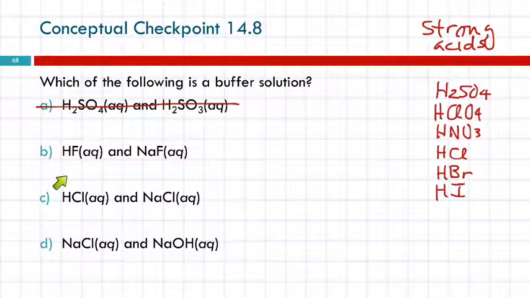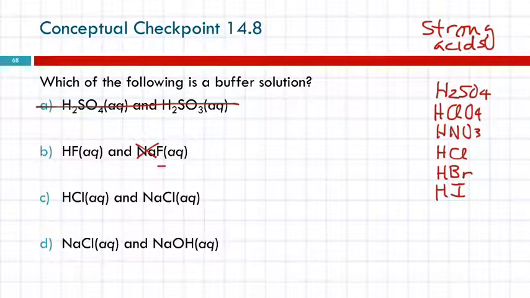How about this one? HF and NaF. Here we have an acid. We can tell because it starts with H. It's not on the list. This is a weak acid. And then we have to ask ourselves, is this the conjugate base? Yeah, it is. So that sodium there is just a spectator ion.